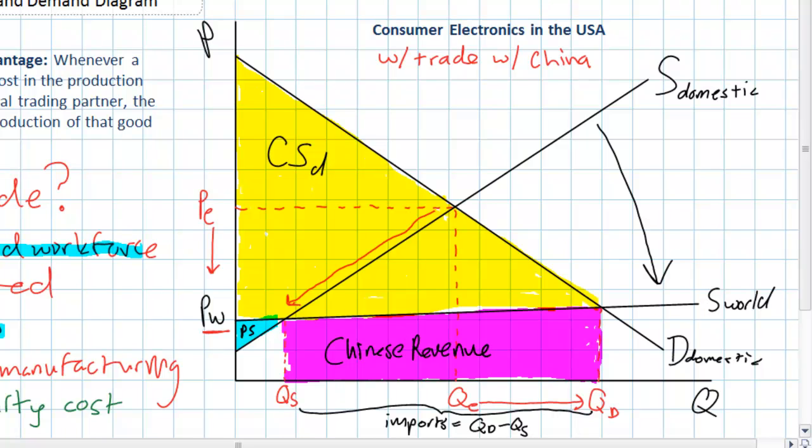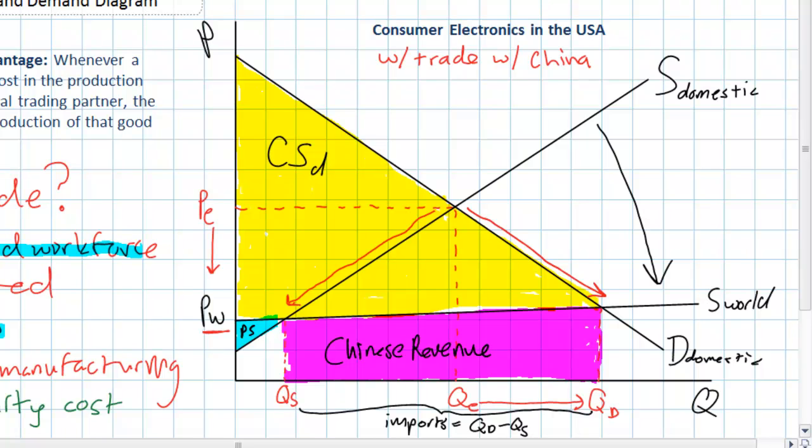So what happened? The domestic quantity demanded increased, the price fell, increase in the quantity demanded, but quantity supplied decreased. Chinese producers receive a large chunk of revenue. Consumer surplus is a much larger area. Domestic producer surplus is much smaller.